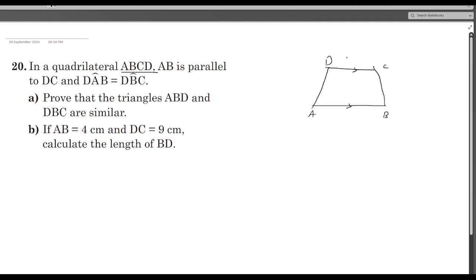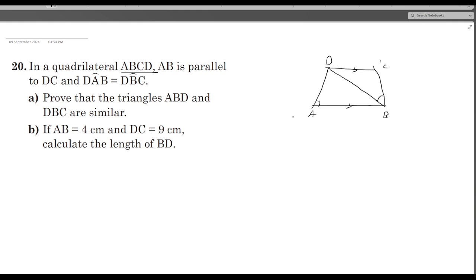And your angle DAB, this angle, and angle DBC, your angle here, this angle and this angle are given equal. Prove that the triangles ABD and DBC are similar.